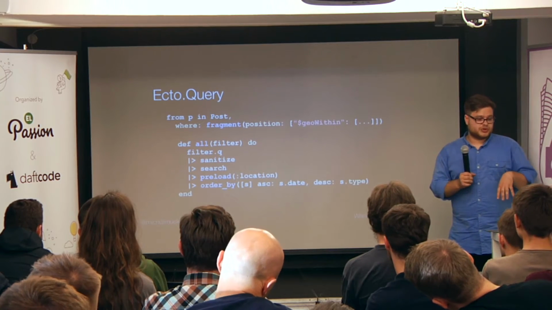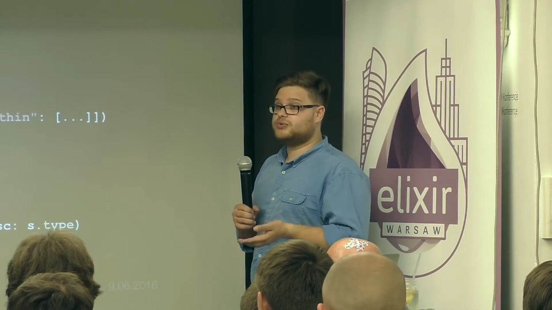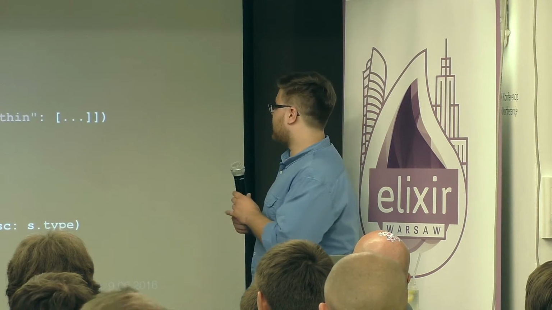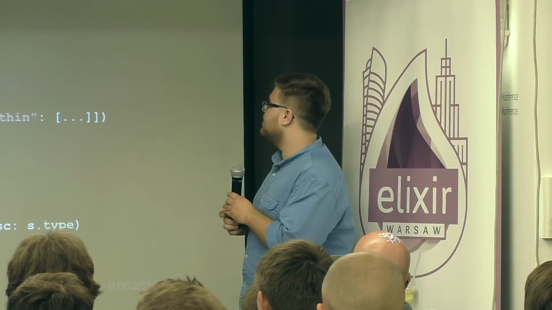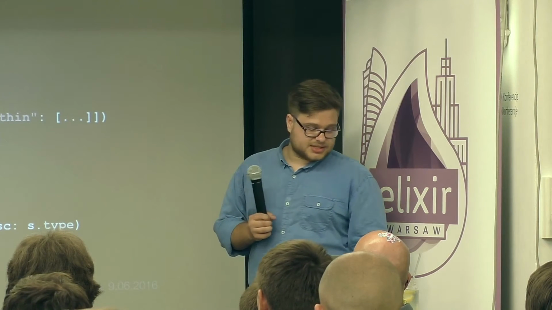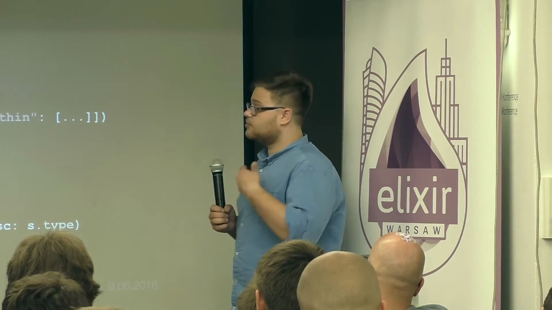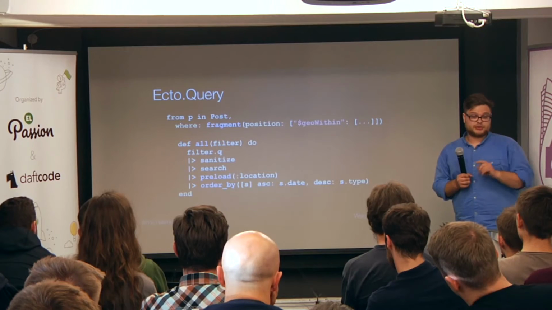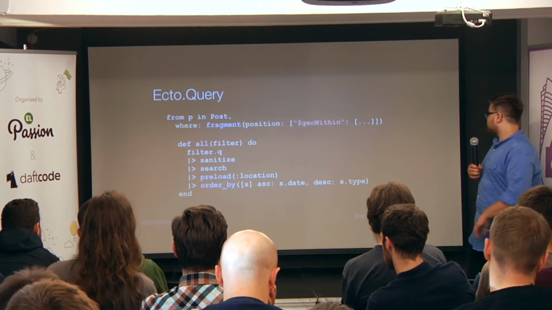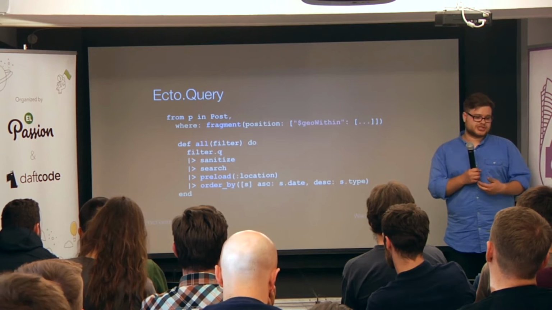You can also abstract Ecto queries to functions and compose them easily. So here we have a function that creates some filtering. It takes some query from the filter, sanitizes it, builds the search, preloads the location. I will talk about preload in a second, and orders it by some things. As you can see, it's quite expressive, quite easy to understand.